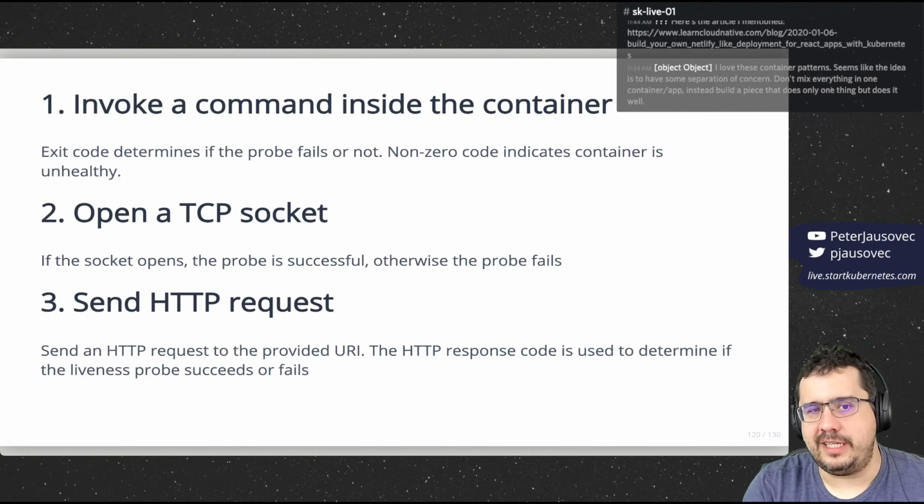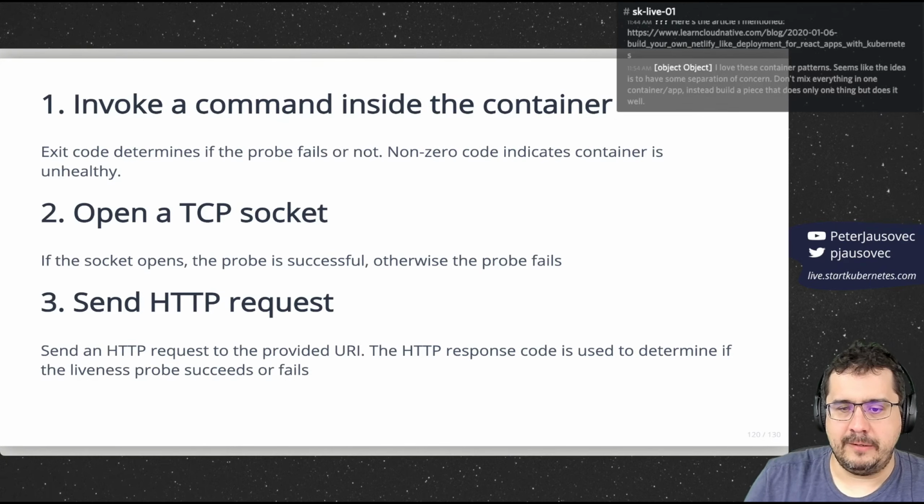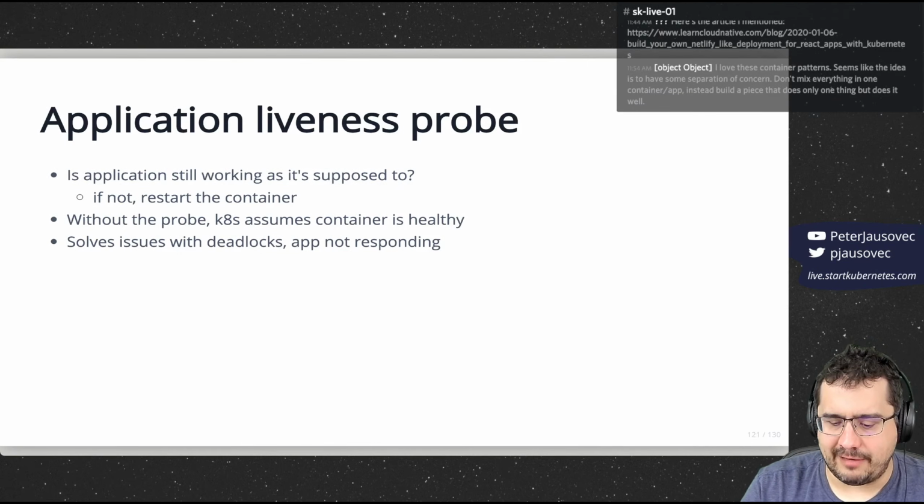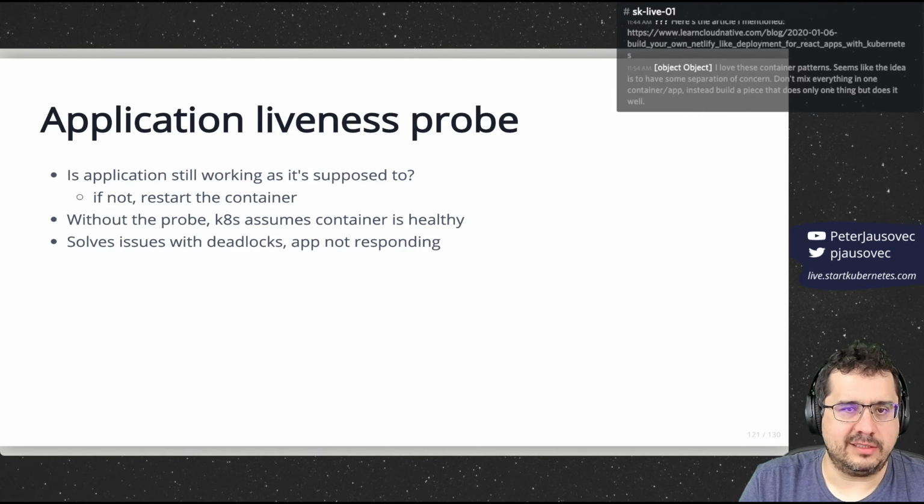So with the combination of these three methods and all the different probes, you can ensure that your containers are healthy, that they can receive traffic, and that they will actually get restarted in case of a deadlock as well. Okay, so let's talk about the first one, the application liveness probe. This probe indicates whether your application is still working as it's supposed to. If this liveness probe fails, let's say you return a non-200 from the /healthy endpoint, the kubelet will restart the failing container.